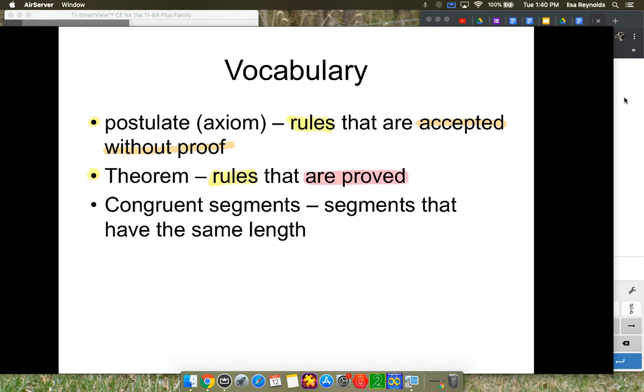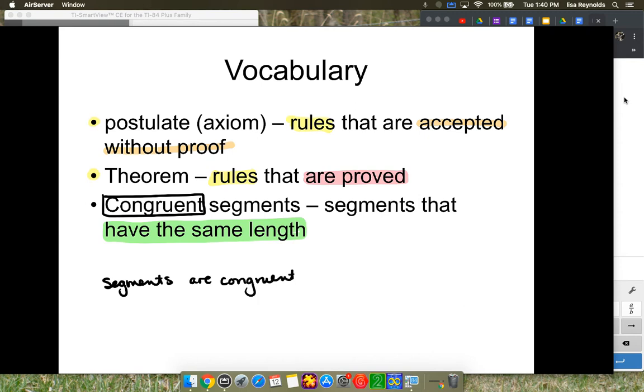Also, we have the definition of congruent segments. We're going to get the definition of other congruent items as well. The key to congruent segments is that they have the same length. So we need to make sure we understand how to represent this information. When we talk about congruent, we're talking about the segments themselves. So segments are congruent.